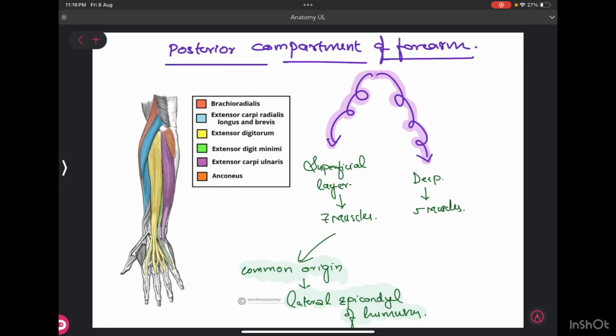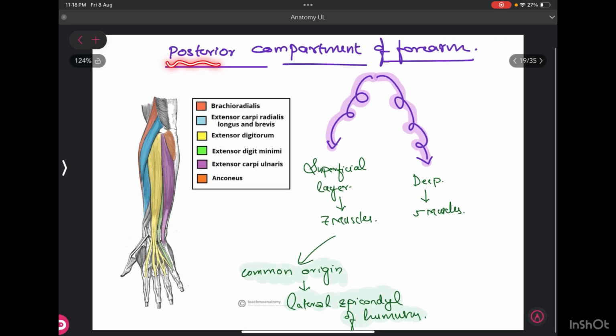Hello everyone. So this is the part 2 video of upper limb. In part 1 we have already discussed the muscles of the anterior compartment of the forearm. So in this video we will discuss the posterior compartment of the forearm. Muscles of the posterior compartment of the forearm.